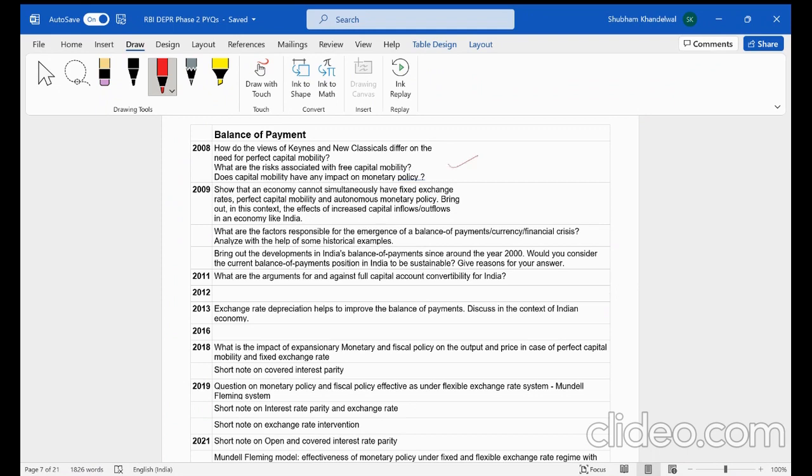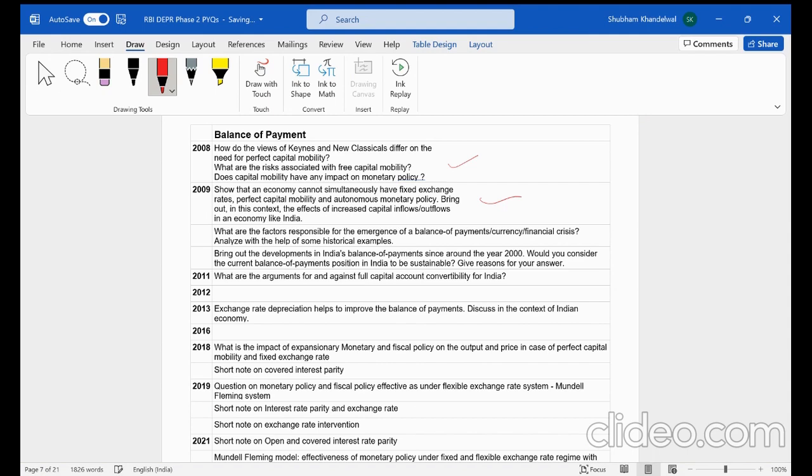Now, in 2008, they asked the views of Keynes and new classicals on the need for perfect capital mobility, then the risk associated with free capital mobility, and then does capital mobility have any impact on monetary policy. Then in 2009, they asked the basic thing that an economy cannot simultaneously have a fixed exchange rate, perfect capital mobility, and autonomous monetary policy. That is the impossible trinity that you say in international economics. And then some Indian context as well.